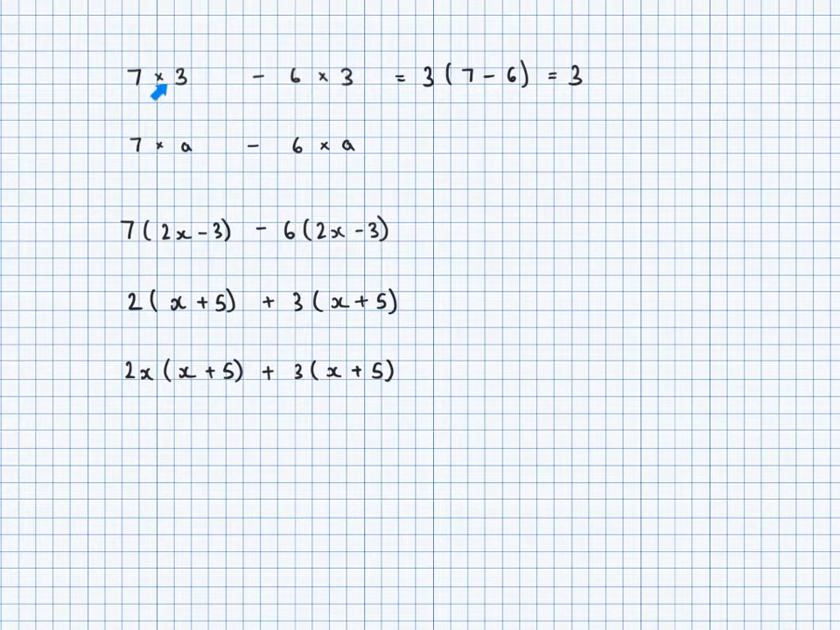The other way to look at it, like I said, 7 times 3. I've got 7 lots of 3. Subtract from that 6 lots of 3. Well, I'm just left with 1 lot of 3. So I could have just said 1 times 3 to begin with. Okay, and then that will be 3.